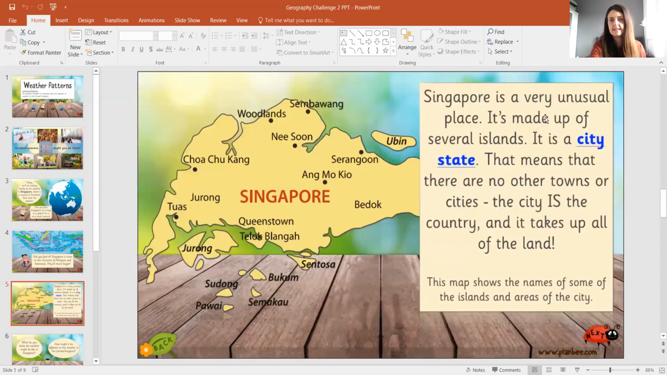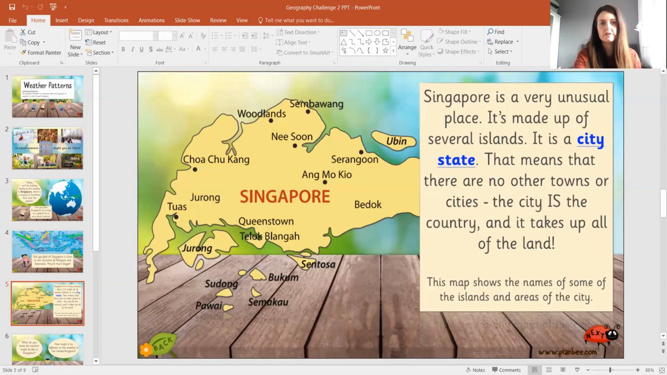So it's a very unusual place because it's made up of lots of islands. It's not just one big country, it's lots of little islands, and you can see them here on the map. We've got Jurong, we've got Sudong, we've got Pawai, Bukom, Sentosa, and you can see Ubin, and all of the little tiny islands that are joined up to make the country of Singapore.